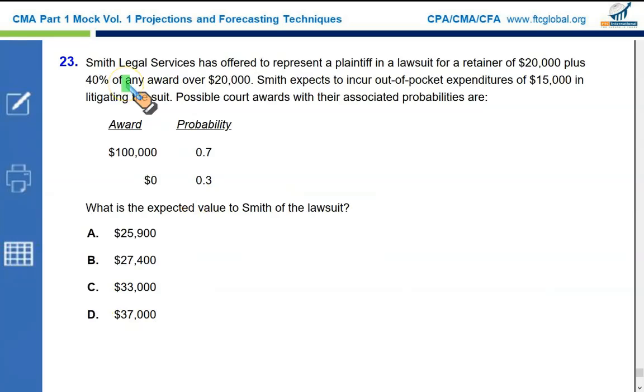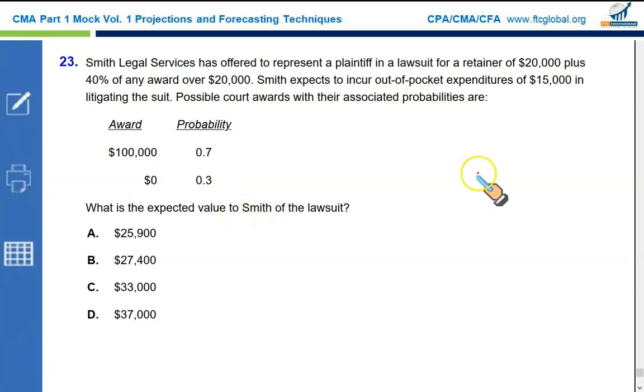Okay, now this is a good question. Smith Legal Services has offered to represent a plaintiff in a lawsuit for a retainer of $20,000 plus 40% of any award over $20,000. Smith expects to incur out-of-pocket expenditures of $15,000 in litigating the suit. Possible court awards with their associated probabilities are as follows. Award could be $100,000, which is 70% probable, and it could be $0, which is 30% probable. In that case, what do you expect to receive?